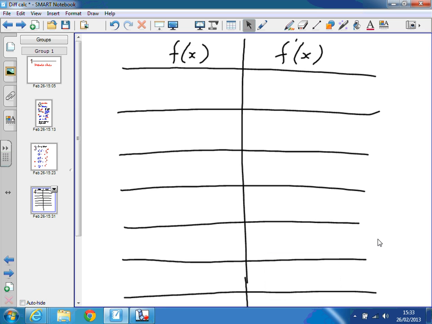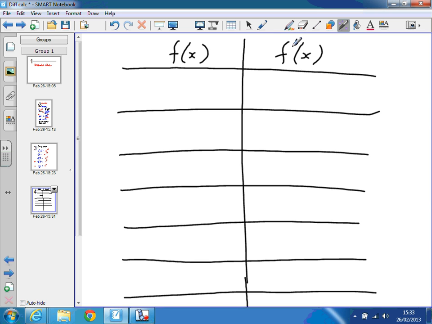Okay, so the general rules for differential calculus. On the left-hand side, we've got the function. On the right-hand side, we've got the differential of the function, using the prime notation. Remember, this differential function tells us the rate of change of the original function. So it's a new function which tells us how the original one changes with time or with x.